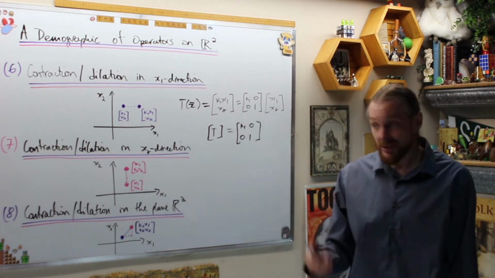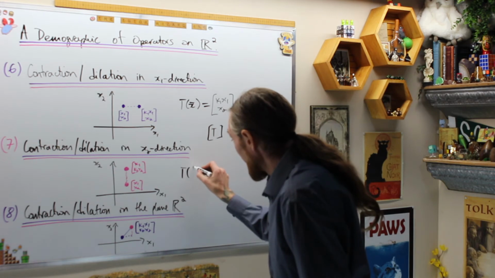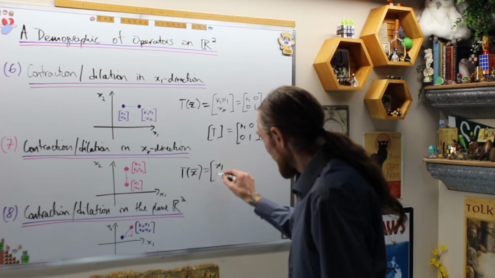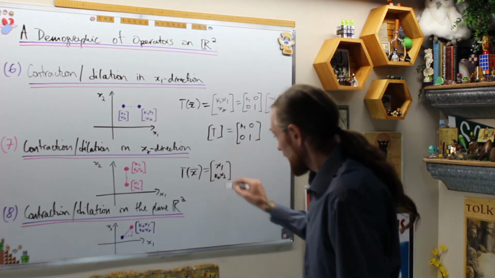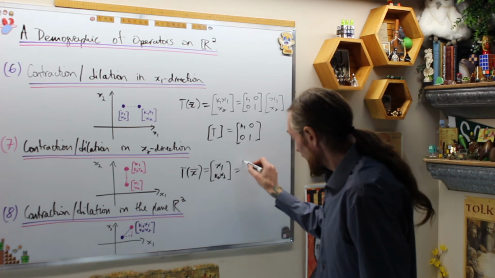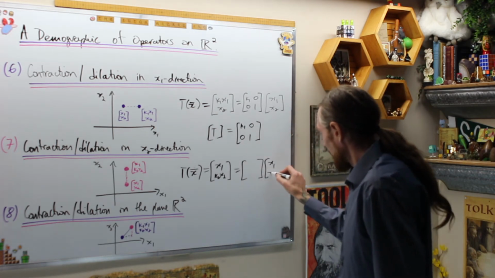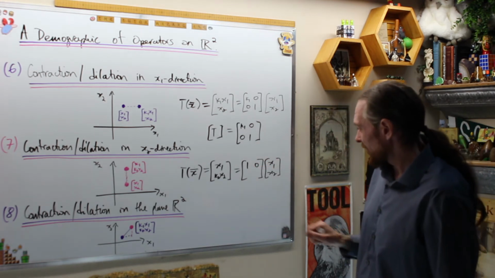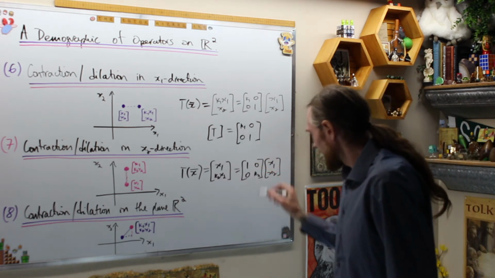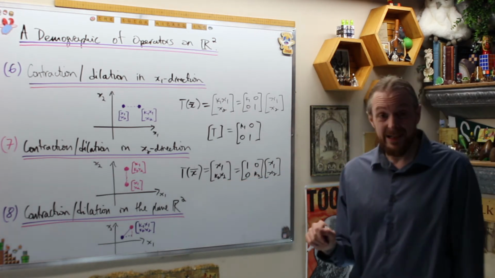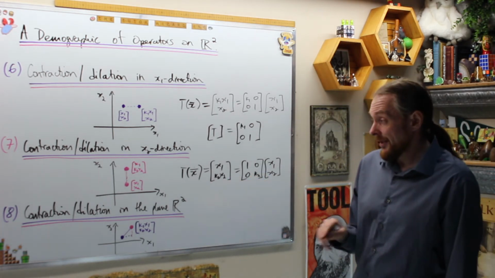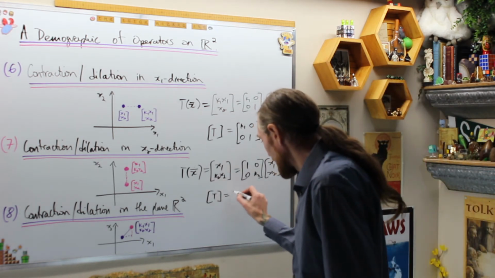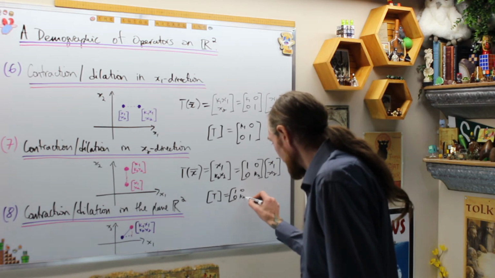Same thing for the x2 direction now. T of x, which is x1, x2, is going to be x1, k2 x2 this time, which is a 2 by 2 matrix multiplied by x1, x2. I want identity in the x1 direction and scaling by k2 in the x2 direction. So this will be dilation or contraction in the x2 direction, the vertical direction. What's the standard matrix? Here we're going to get 1, 0, 0, k2.